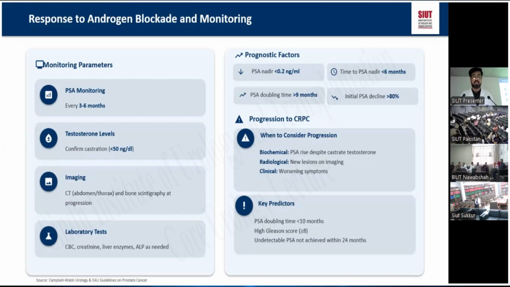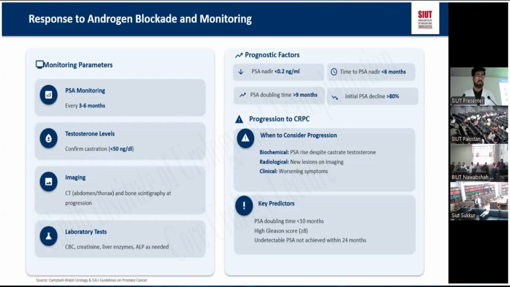The prognostic factors are PSA less than 0.2 nanogram per deciliter, time to PSA nadir less than 6 months, and PSA doubling time more than 9 months. Initial PSA decline is more than 80 percent. When to consider hormone-resistant prostate cancer is PSA rise despite testosterone levels less than 50 nanogram per deciliter, or there is radiographic evidence of a new lesion, or the symptoms are worsening.